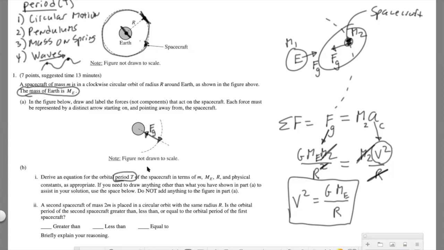Okay, so we're deriving an equation for period. We're going to start with this right here. In fact, let me shrink this, and we're going to pick up with what we've done already.